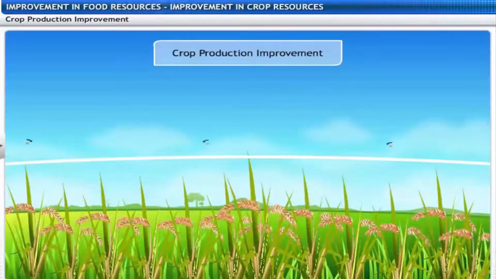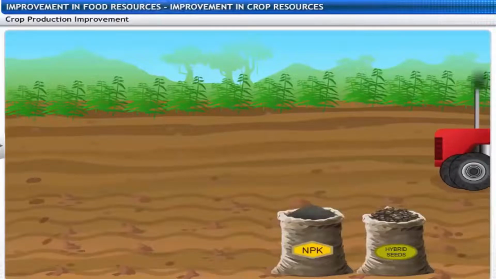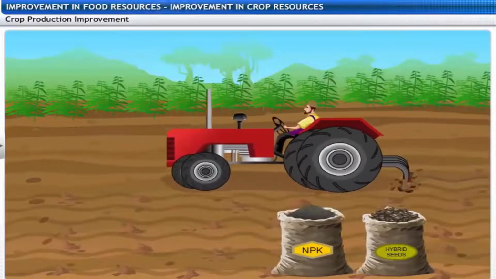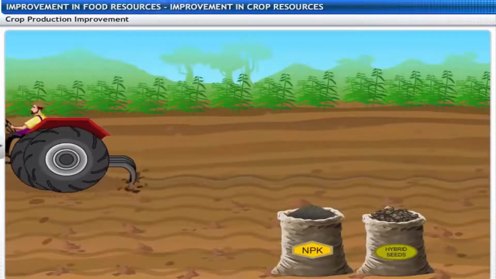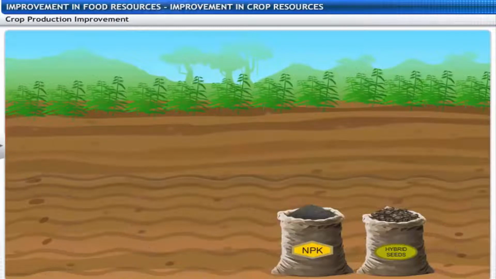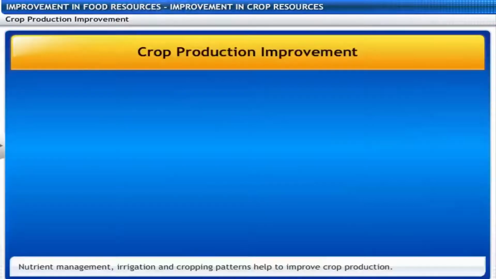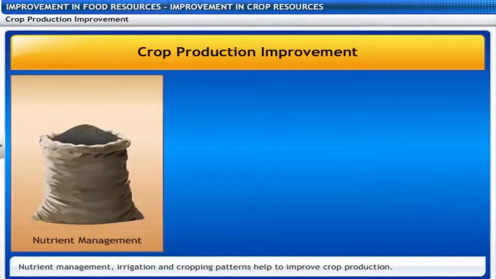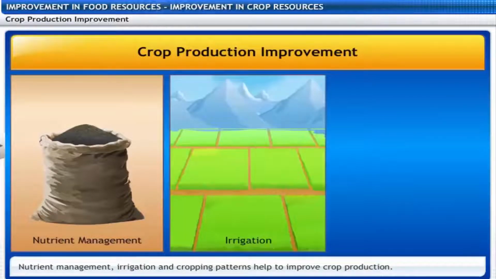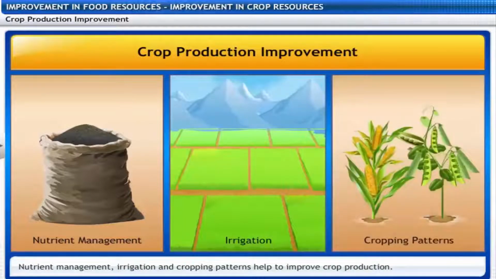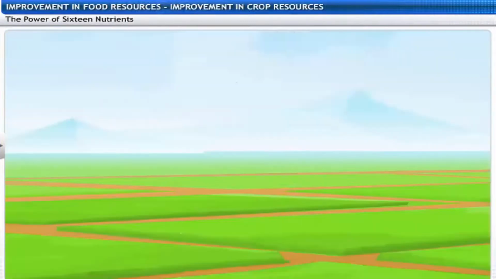Crop production improvement is the protection of crops that are growing or have been harvested. It is the farmer's purchasing capacity that decides the cropping system and production practices. Nutrient management, irrigation, and cropping patterns can help to improve crop production.